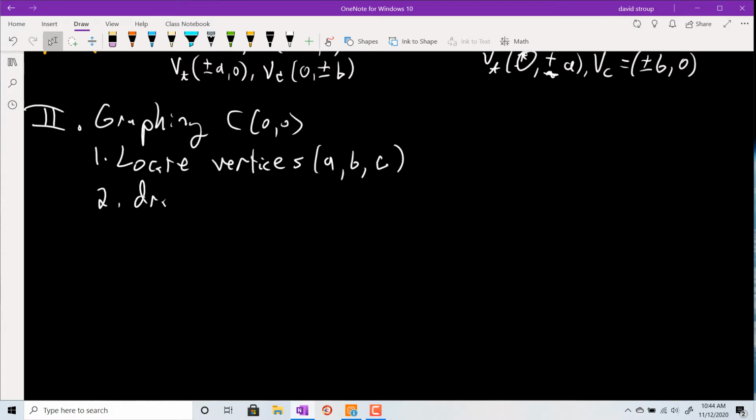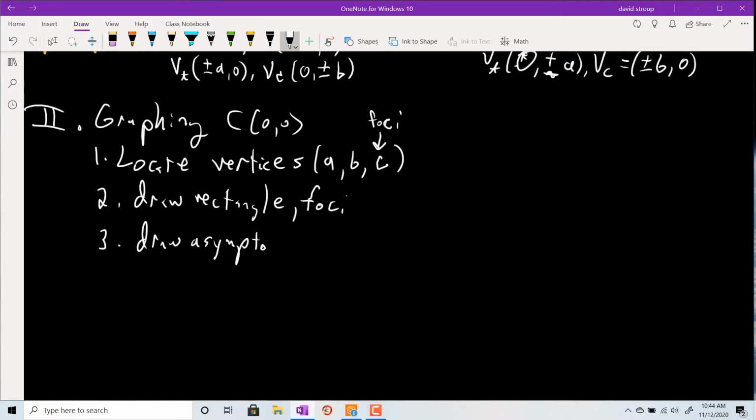Secondly, draw your rectangle. And of course, label, also put points down for the foci. Okay. And I realize the C value is not a vertex. That's for labeling the foci. Thirdly, then just draw your asymptotes.